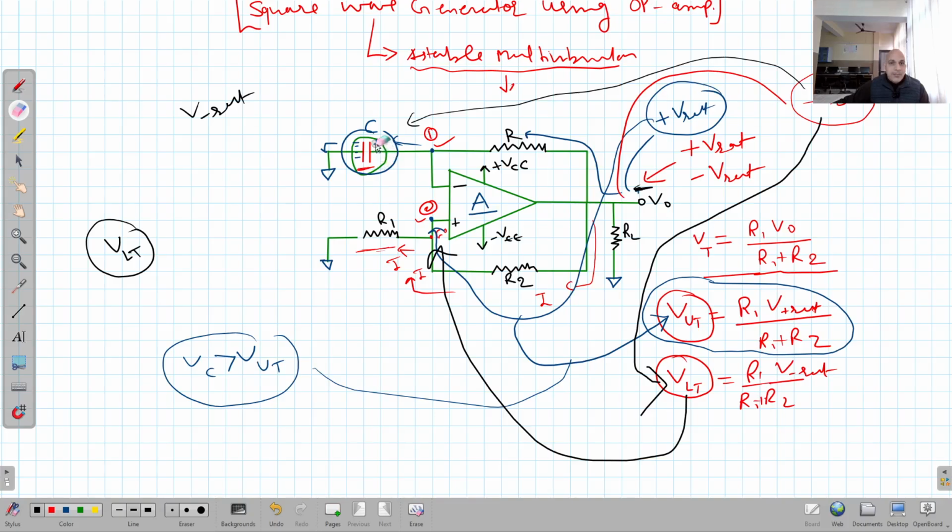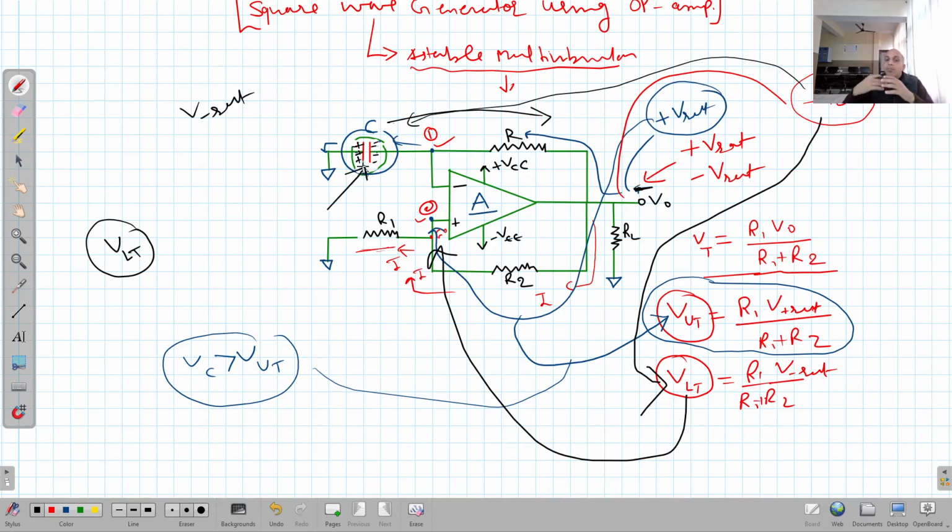I will have now positive, positive, and a negative, negative. So you can see when the output changes from plus V saturation to minus V saturation, the capacitor first of all discharges in this way by flowing current from here to here, and then after it again charges, but now it charges with this polarity.